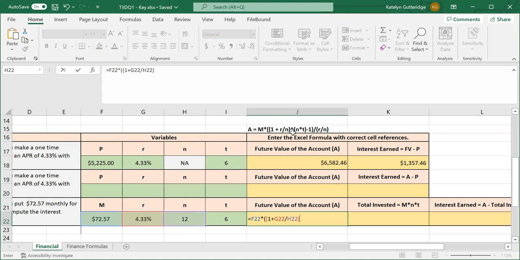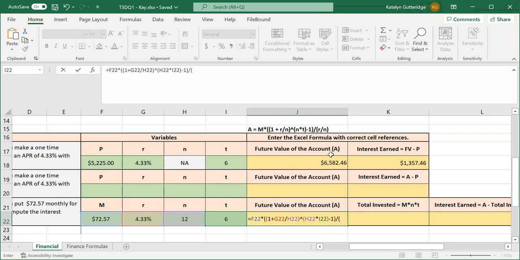So I'll click on the R value, type my slash, click on the N value, close the parenthesis, and then we need our exponent, that's our caret key, that's above the 6. So we'll do our exponent, open parenthesis, then N times T. So click on the 12, type your star, click on the number of years you have.